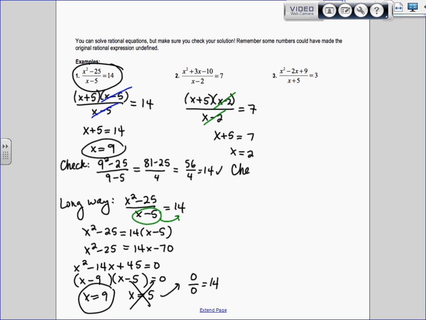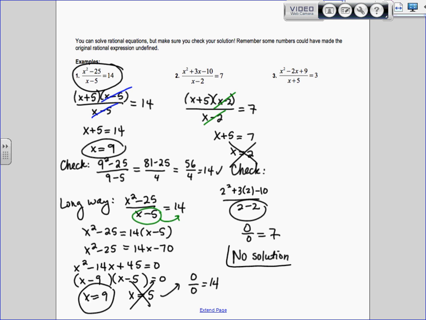Because when I check 2, I have 2 squared plus 3 times 2 minus 10, all over 2 minus 2. I'm getting 0 on the denominator. I end up getting 0 over 0 equals 7. 0 over 0 is not 7. So it can't possibly work. So this one is a no solution problem. So no solution.